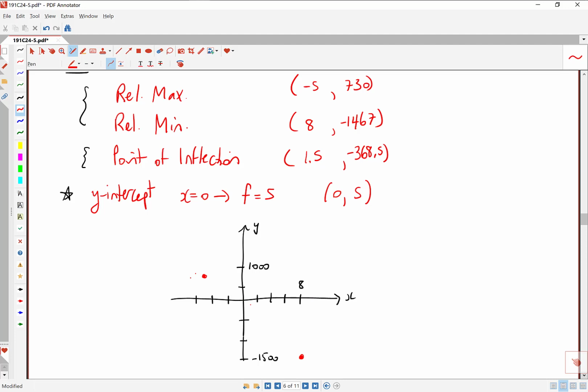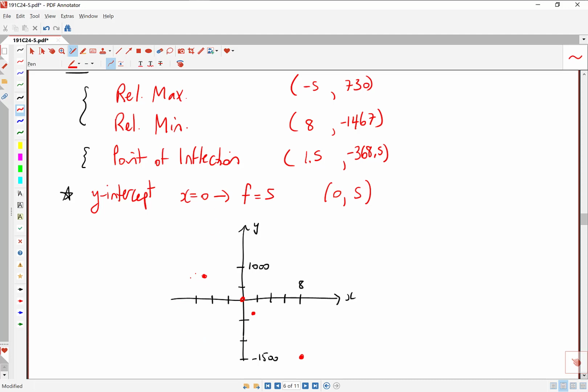X value 1.5, well, because we're going up in increments of 2, 1.5 is about there, and we want to be around -400-ish. And then last point is our y-intercept at 0.5. Well, because of the scale on the y-axis, that's basically just going to look like the origin. So there we go. Okay, and then let's think about it.